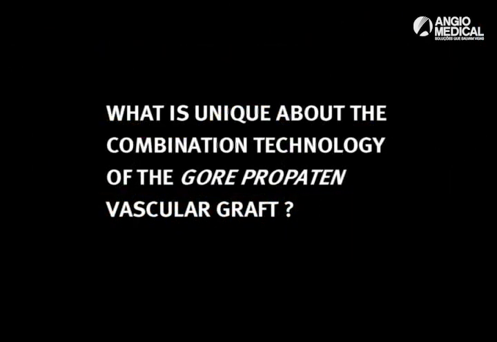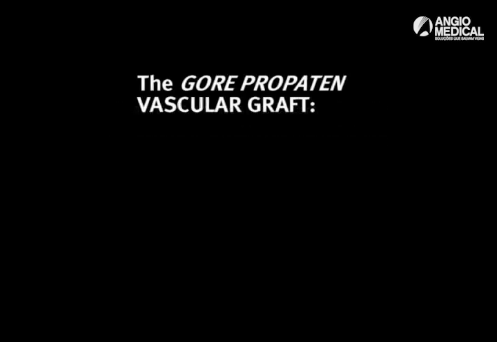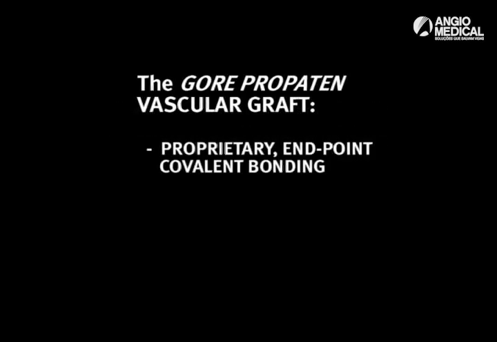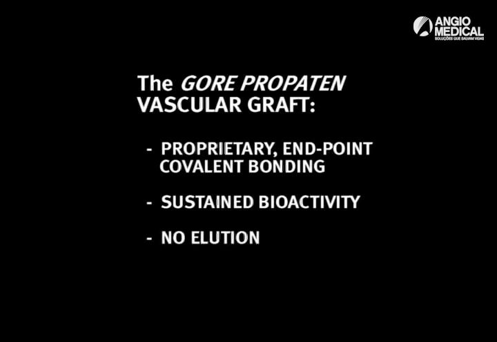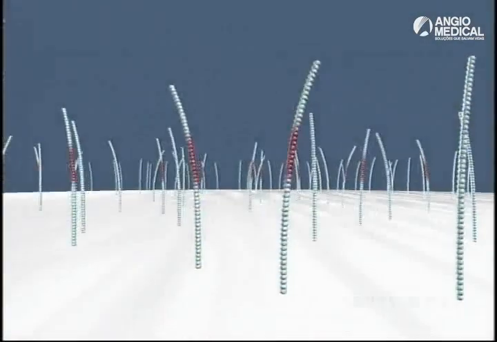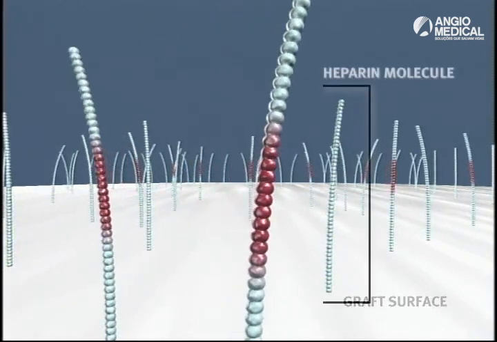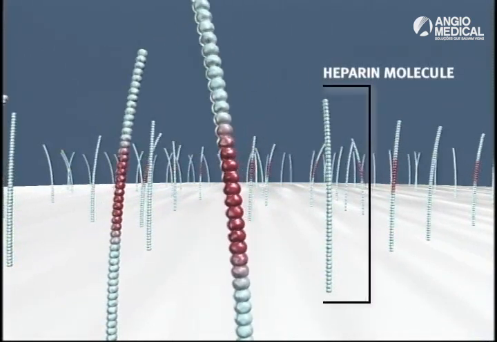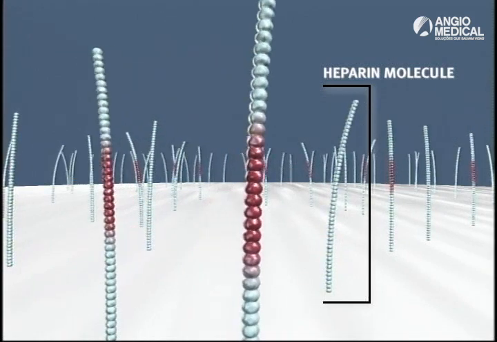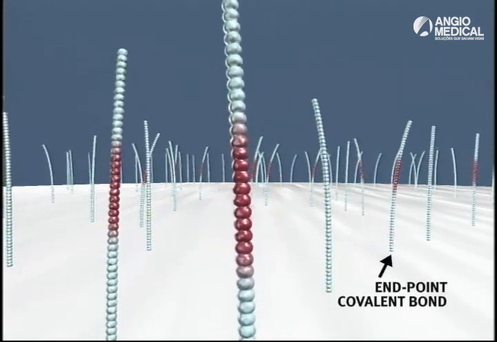So, what is unique about the combination technology of the GORE PROPATEN vascular graft? It's proprietary endpoint covalent bonding rather than conventional covalent bonding, the graft's sustained bioactivity, and heparin that does not elute into the bloodstream. The GORE PROPATEN vascular graft binds the heparin molecules to the luminal surface of the graft. This is done through the use of a proprietary endpoint covalent bonding mechanism.